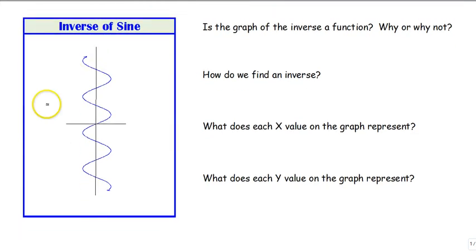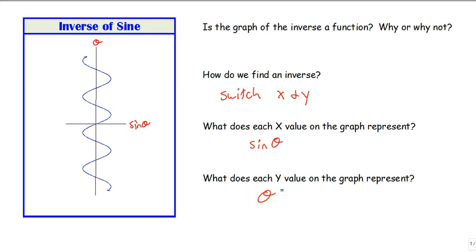So let's look at the inverse of this. Now this is the graph of the inverse. Now this is sine of theta and this is theta. How do we find an inverse? We switch the x and the y. So now the x value is the sine of theta, or the value of sine, and the y value is now theta. So it kind of reverses.